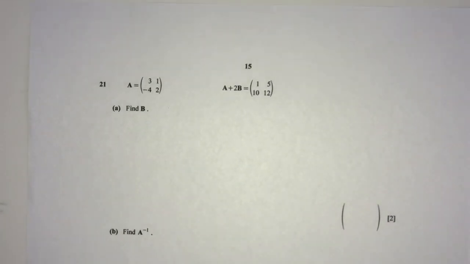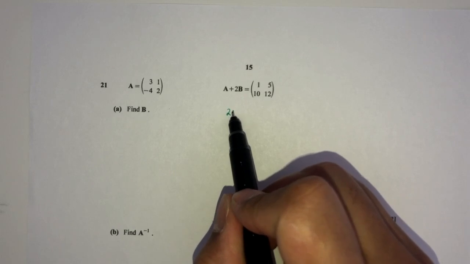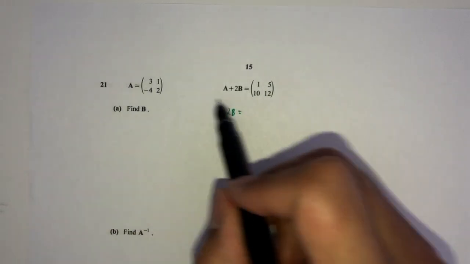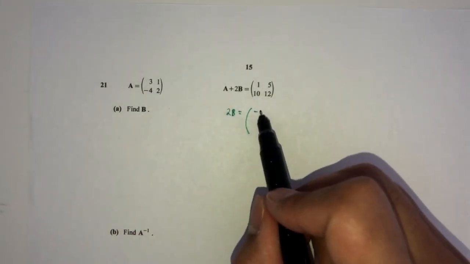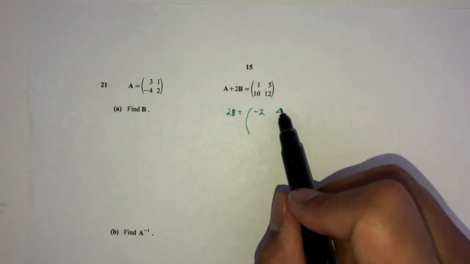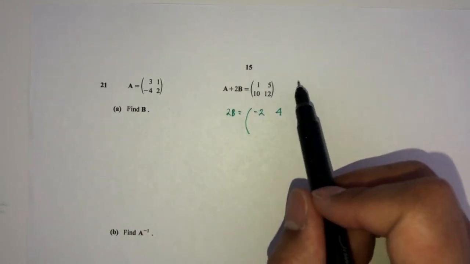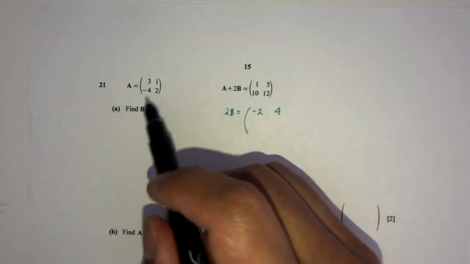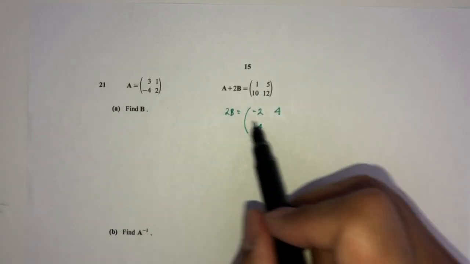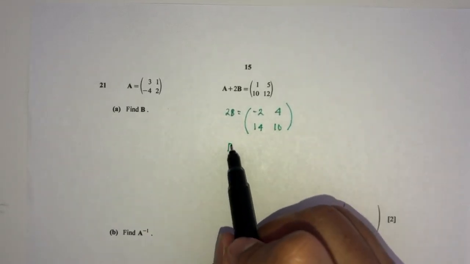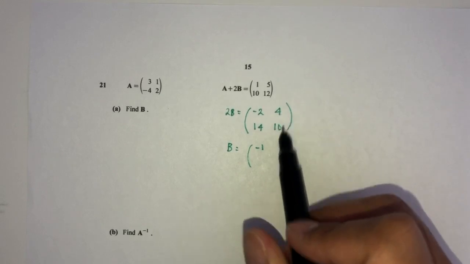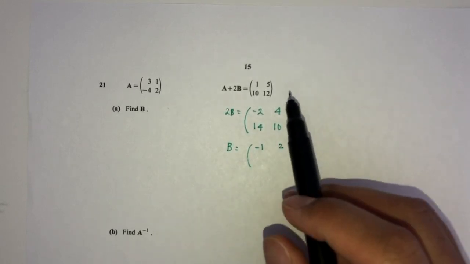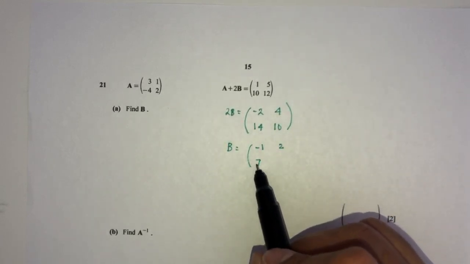Question 21. Here we have matrix A and matrix B, as you can see. So here we have to find B. A to B is equal to this minus A. So 1 minus 3 is minus 2. 5 minus 1 is 4. And then, sorry about that, 10 minus this will be 14. 12 minus 2 will be 10. B will be simply what? Minus 1, and this will become 2. And this will become 7 and 5, right?